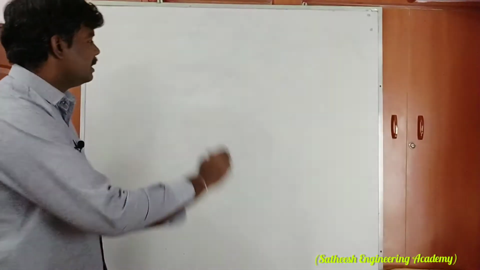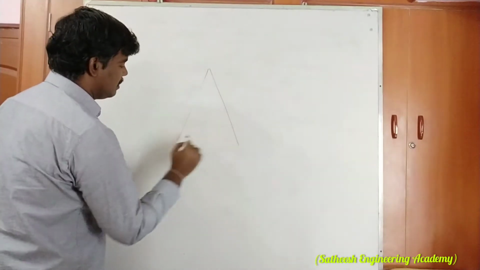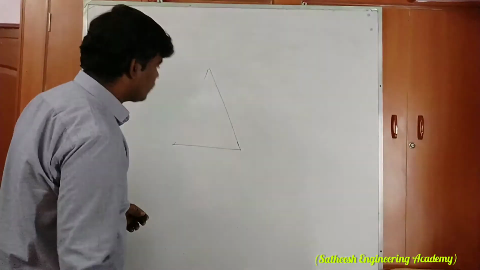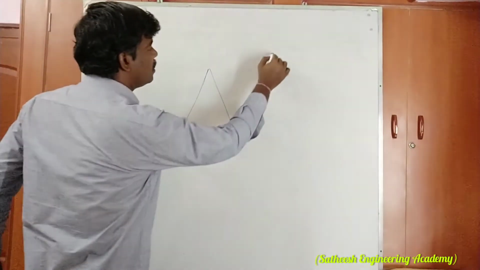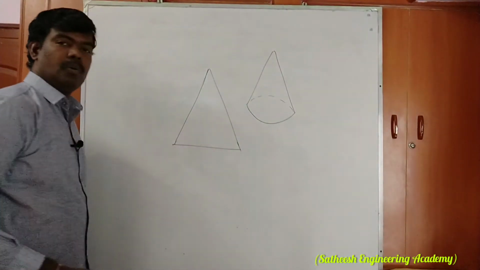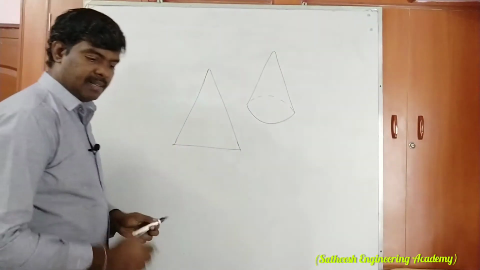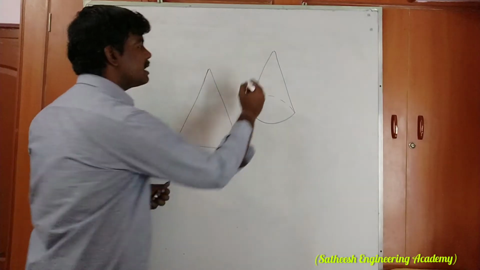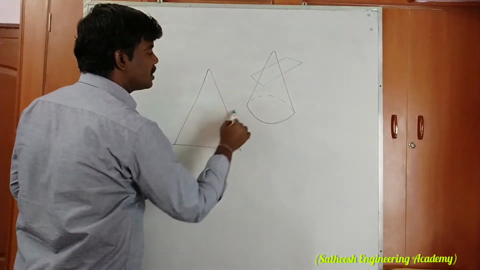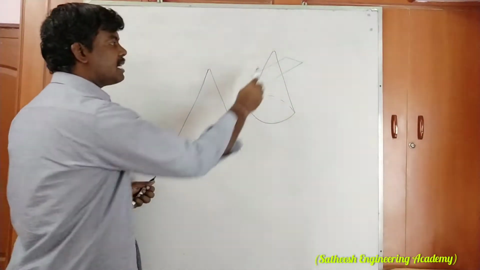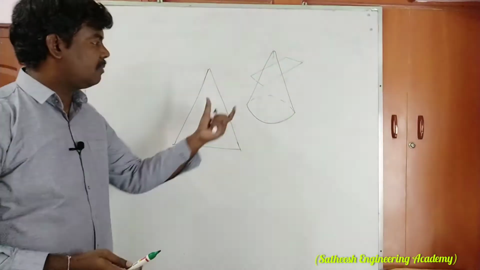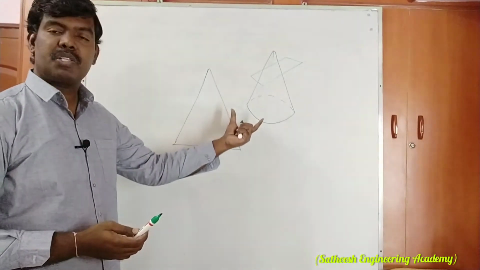For example, a cone is there. This is the cone, a 3D cone. The cone is cut by a sectional plane. The sectional plane is inclined, so for example, its base is inclined, and it cuts all the generators of the cone. The basic cross section of the cone is a circular cross section.